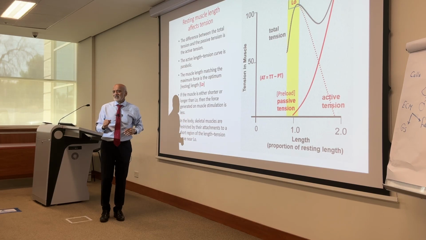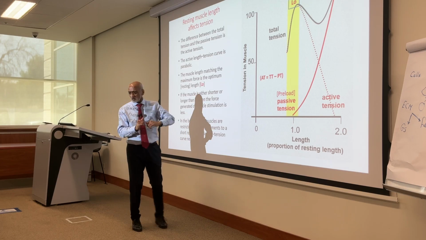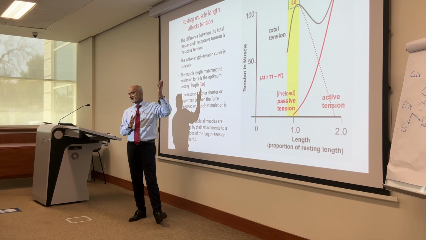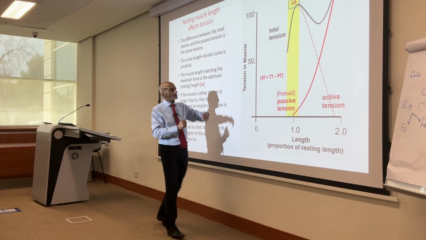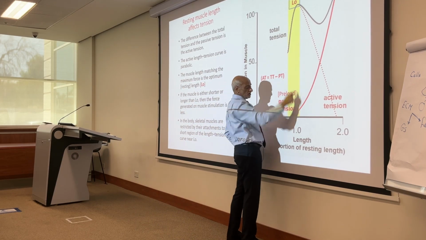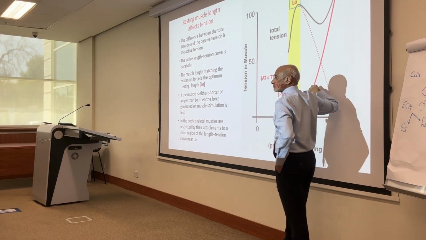Now I need to calculate how much tension or force was actually created by the actin and the myosin moving over each other. We call that the active tension. How do I do that? I subtract the red graph from the black one. So I subtract this number minus this number, whatever it is. That number minus this number. This number minus this number. You understand what I'm getting at?